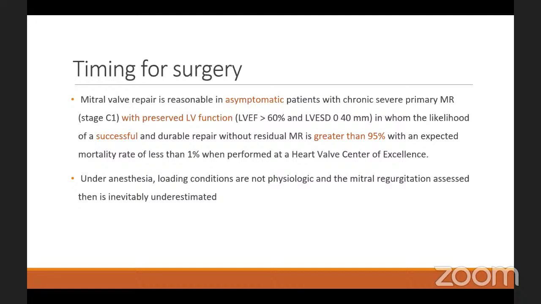So what are the anatomical surgery? Already been discussed in the previous lecture. Just to remind you, when you have a patient with a severe MR, asymptomatic with preserved LV function, and the likelihood of successful repair is more than 95%, then the repair is recommended. Keep in mind that under anesthesia, the loading conditions are not physiological, and the mitral regurg is underestimated. So sometimes you need to increase the afterload to correctly assess the mitral valve regurg.